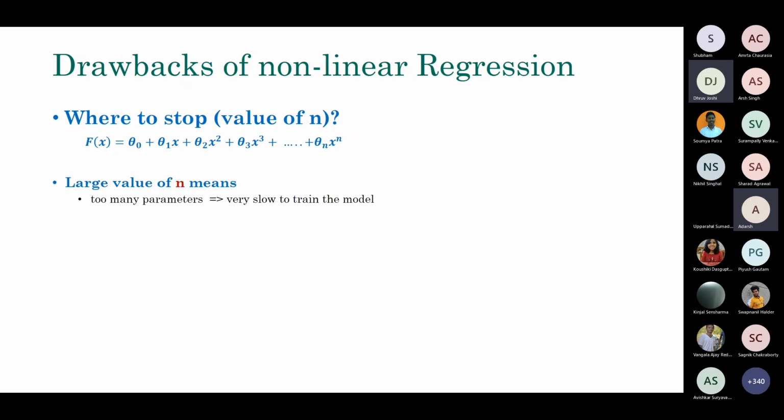Now, a large value of n, the degree of the polynomial, also means too many parameters. Too many parameters means it is very slow to train the model. So these are some of the common problems. But the more serious problem is the overfitting problem. Again, this is a general problem not only for regression, but for many machine learning problems.